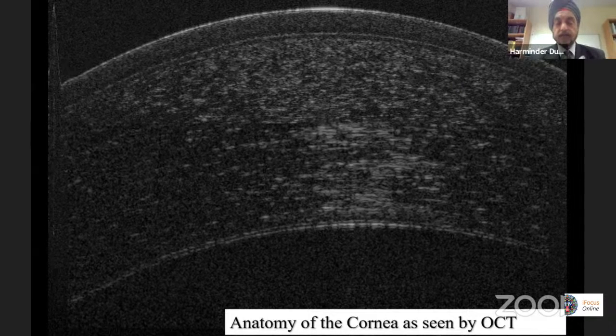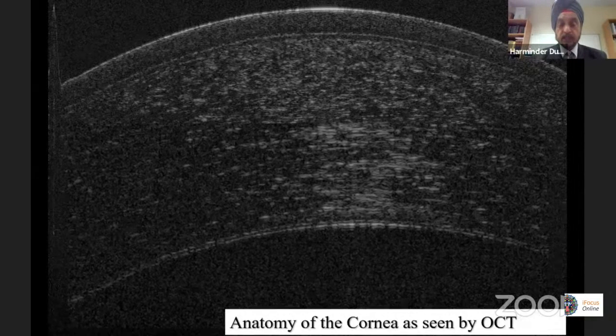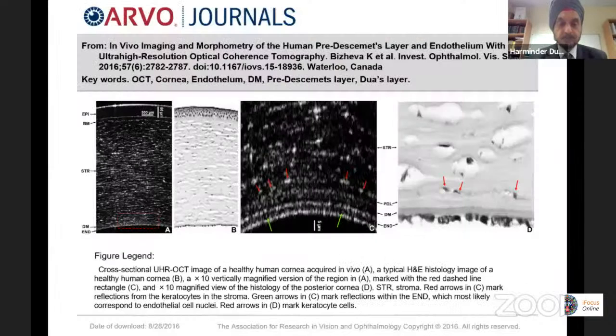One is the differential refractive index between stroma and the anterior surface of Descemet's membrane, and the other is between Descemet's membrane, endothelium, and the posterior liquid, the aqueous behind it. So those two changes in refractive index are giving you those two lines.